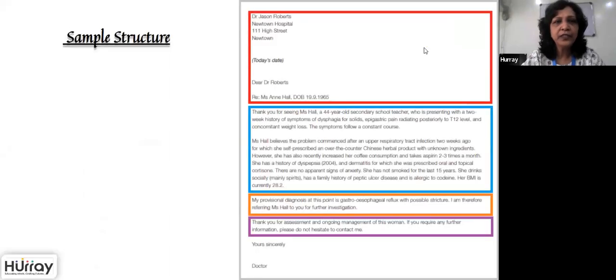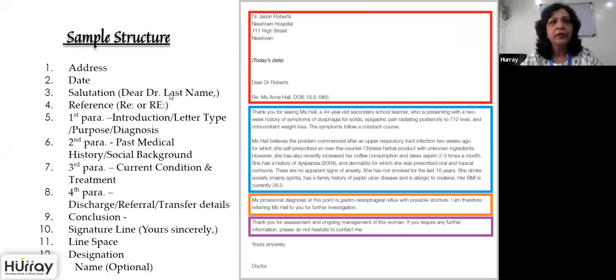I hope my screen is visible to you. So let's say this is the sample structure of the letter.